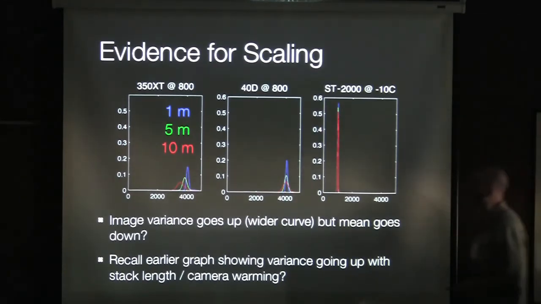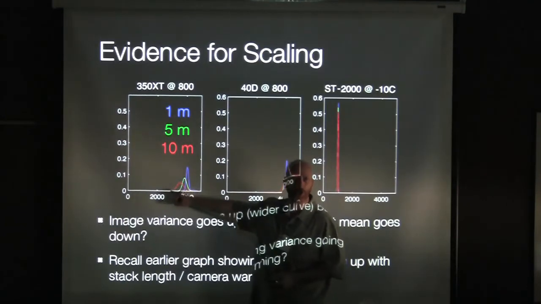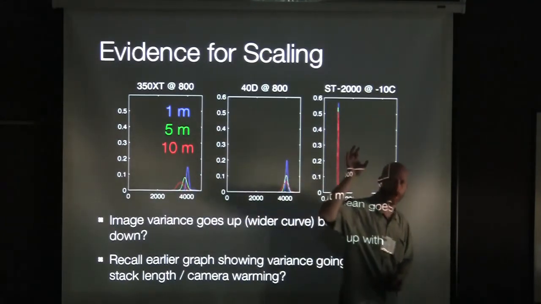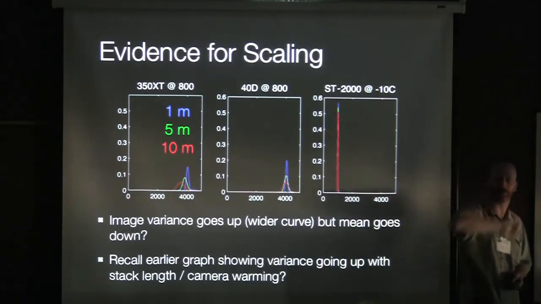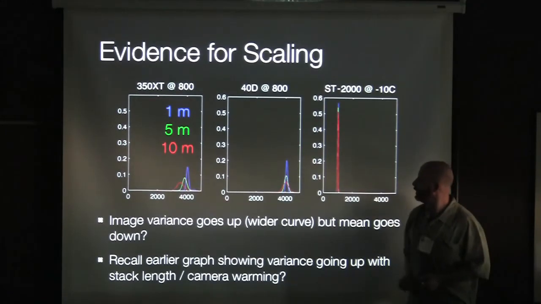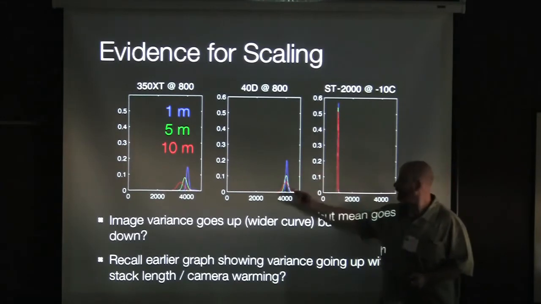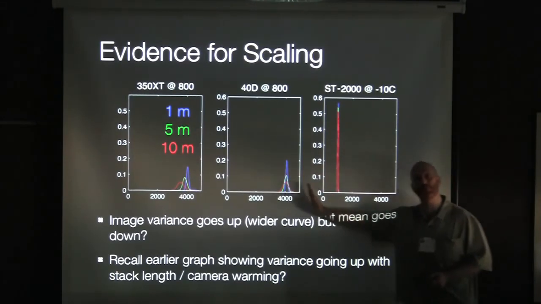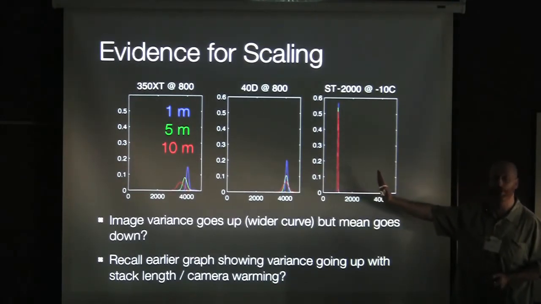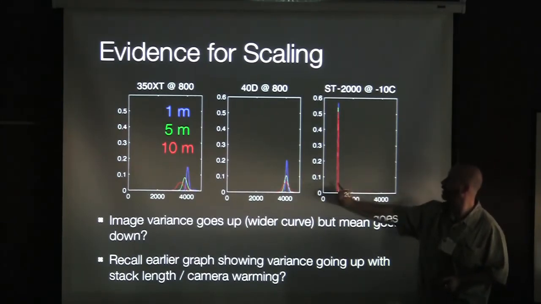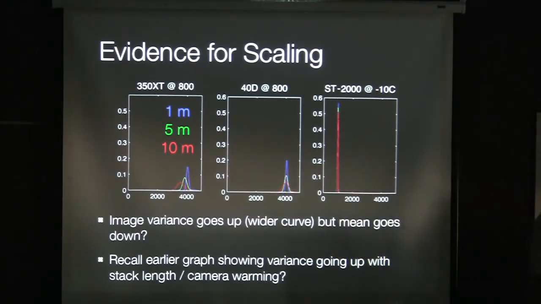In fact, I think that this shift to the left is due to the glow in the 350 XT. I think it's using the optical black as a way of figuring out this calibration. The 40D shows very little in the way of shift, but if you're getting a wider distribution here, it should be shifting to the right each time. If you have a very thin distribution, like on a cooled camera, well, it can basically stay where it is.